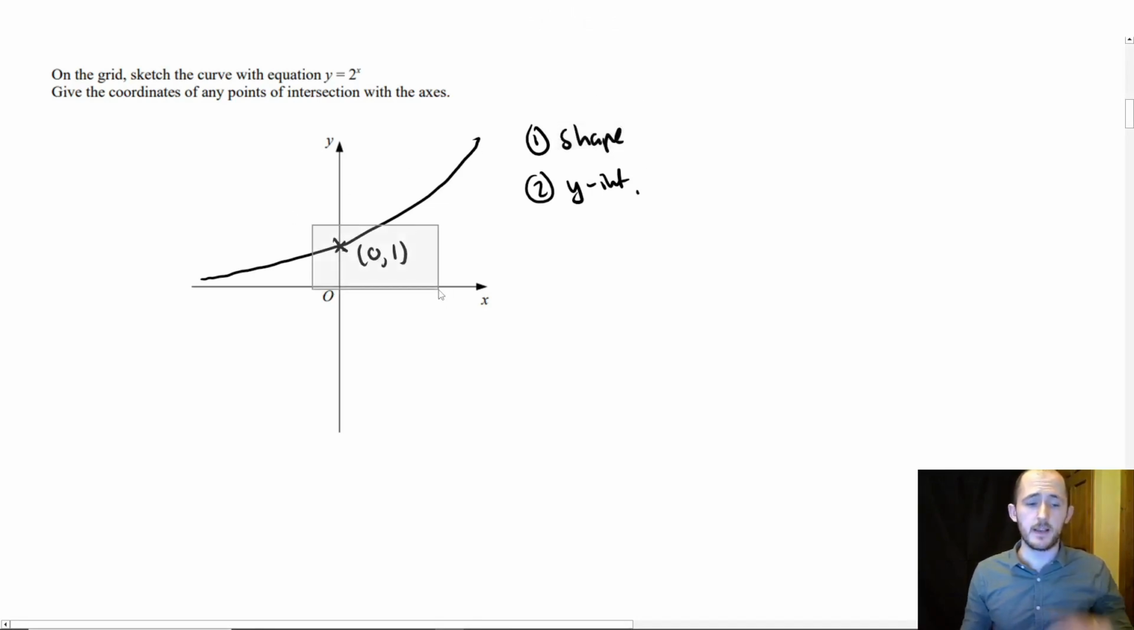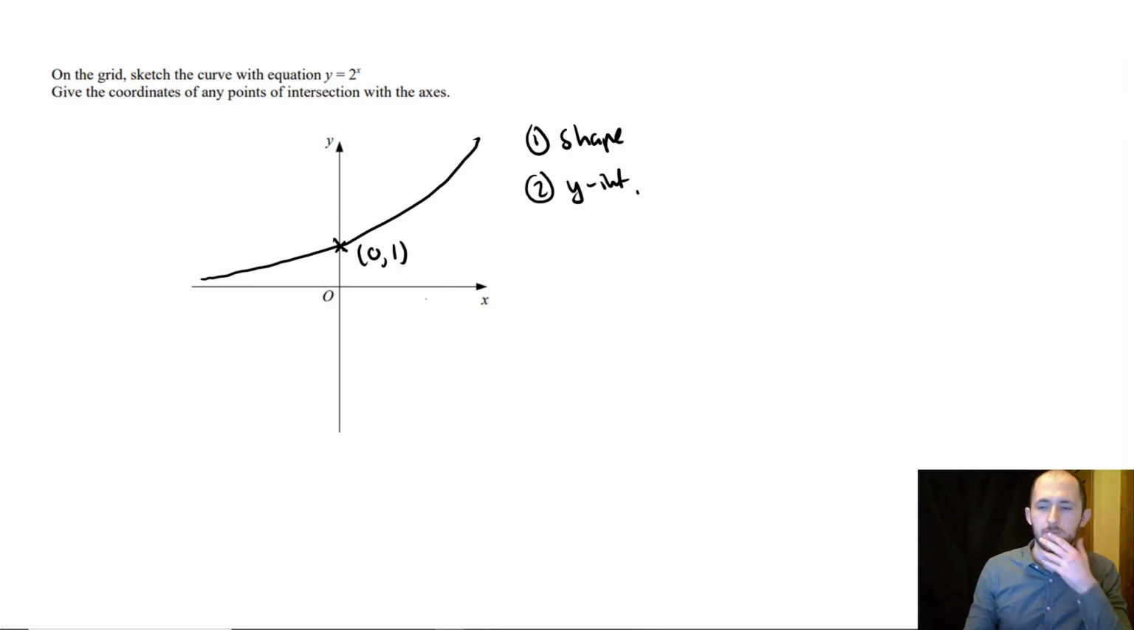For the y-intercept, you can always put it in. It's always going to be 0, 1. So just remember to put it in. But that's the two major marks you can get here. A third mark, again depending on how many marks the question is, would be given for the asymptote. So implying or saying what it is. You could just say something like asymptote at y equals 0.